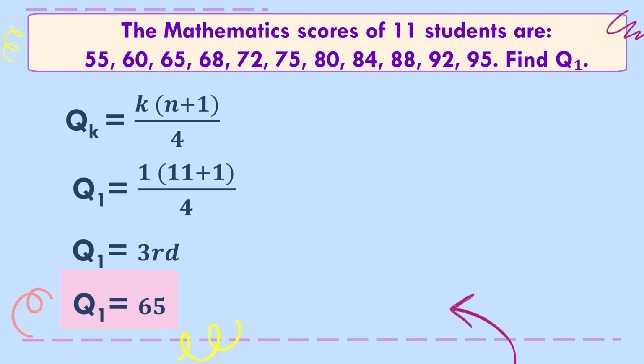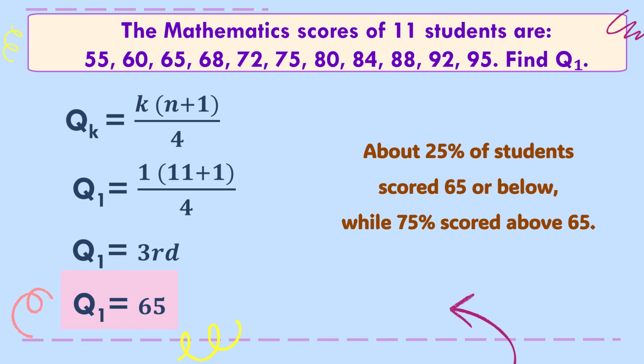So it means about 25% of the students scored below 65, while 75% of the students scored above 65.